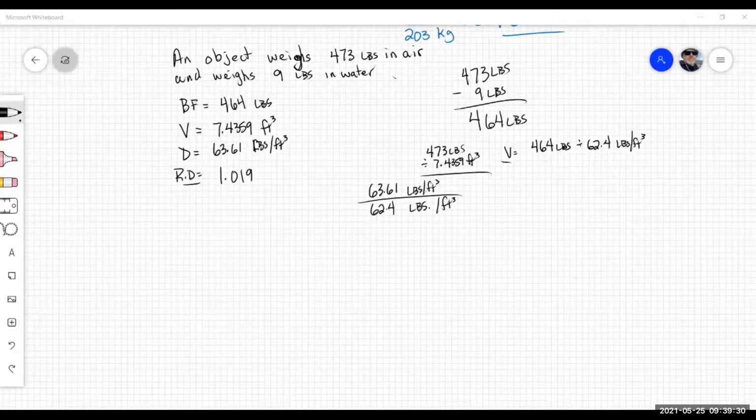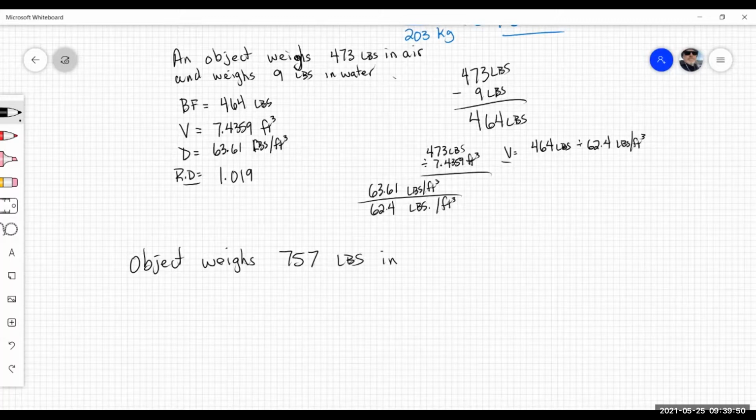I'm going to give you some more. Here we go. And I'll work it out with you on this one, and then I'll give you one to do on your own. So this one, I'm going to say an object weighs 757 pounds in air, or as it sits on the floor. And I'm going to say when I submerge this object in water, it weighs 728 pounds.